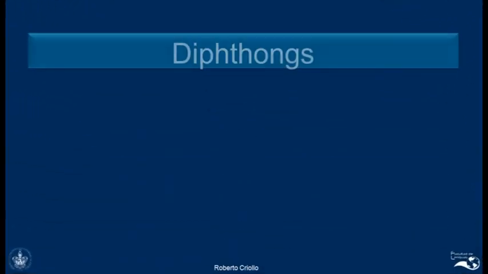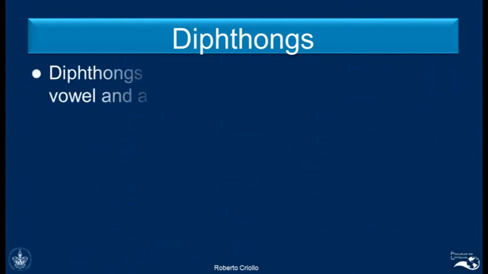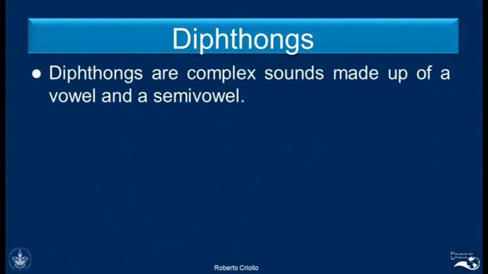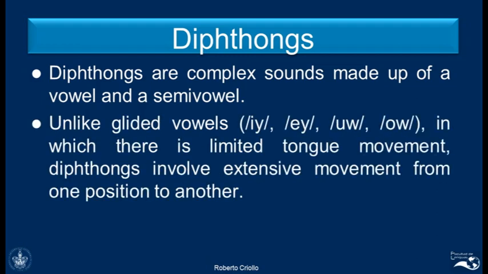Let us now turn to the description of the English diphthongs. Now, diphthongs are complex sounds because they are made up of a vowel and a semi-vowel. Unlike the glided vowels, in which there is limited movement of the tongue and the mouth in general, in diphthongs there is a wide movement of the tongue and the lips. There is a complex change from one position to another, and that is why they are called diphthongs.